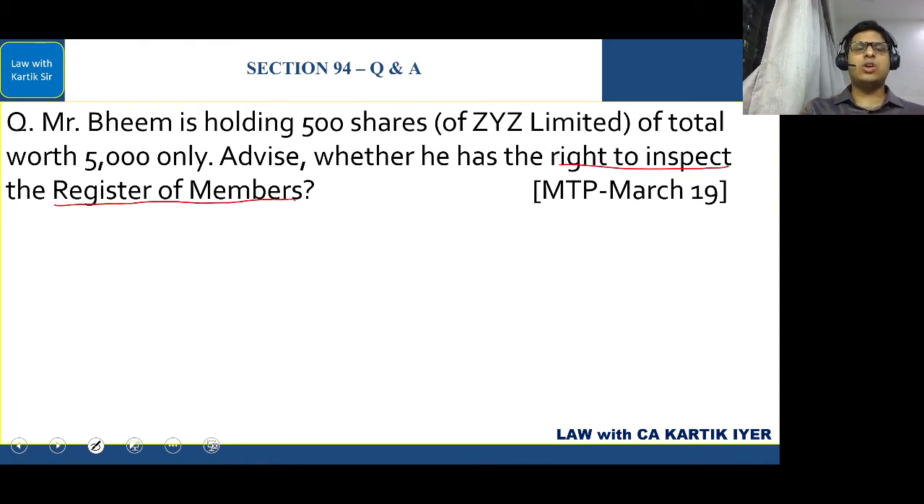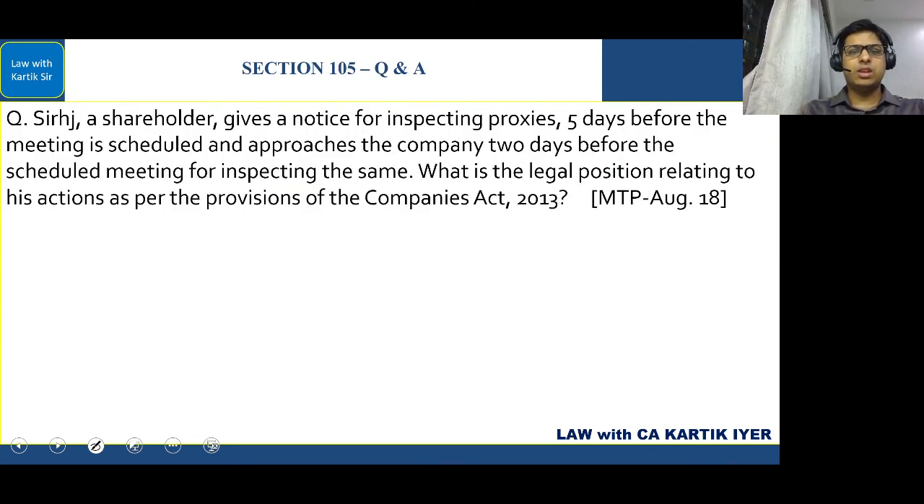Because he is a shareholder, he will have the right to inspect, but only during business hours, and it will be free of cost for him because he's a member of the company. Very simple one. Let's go ahead. Siraj, shareholder, gives a notice for inspecting proxies 5 days before the meeting is scheduled and approaches the company 2 days before the scheduled meeting for inspecting the same. What is the legal position relating to his actions as per the provisions of the Companies Act 2013?